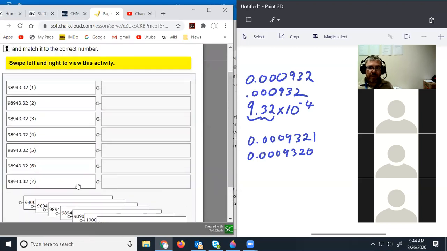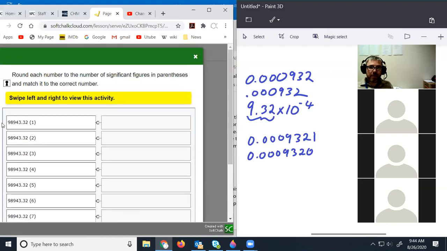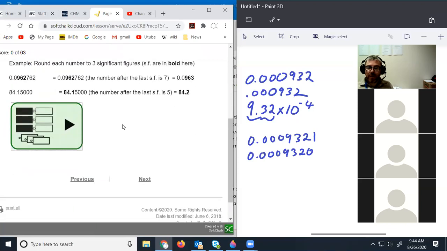So here's a rounding exercise here. It tells you what these need to be rounded to, how many significant figures, and then to match that to the ones down here. All right, does anybody have any questions? Any questions?